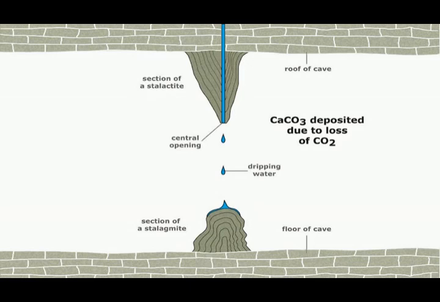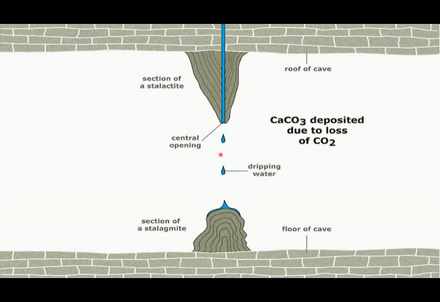So here we have a diagram now showing you how the stalactites and the stalagmites are formed. And as you can see, the water is dripping from the roof of the cave, and as it's dripping, layer by layer calcite is deposited and eventually builds up and moves downwards to form that slender or pointed pinnacle that we call a stalactite.